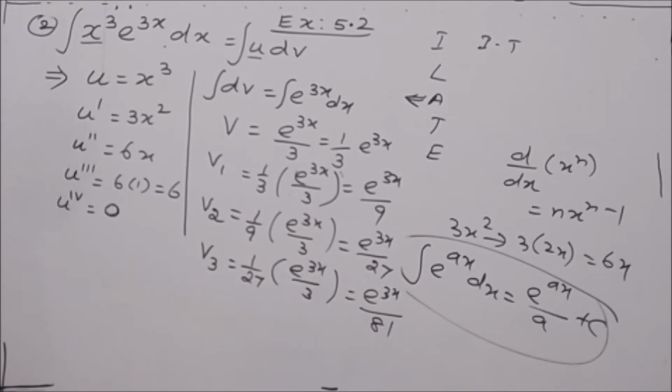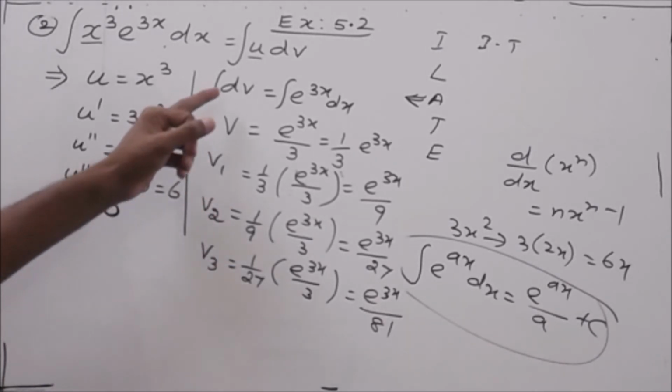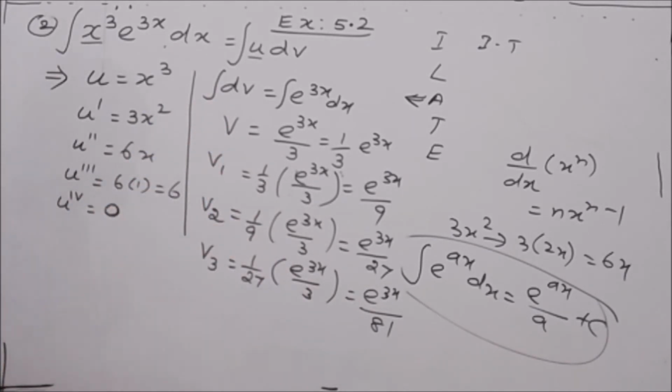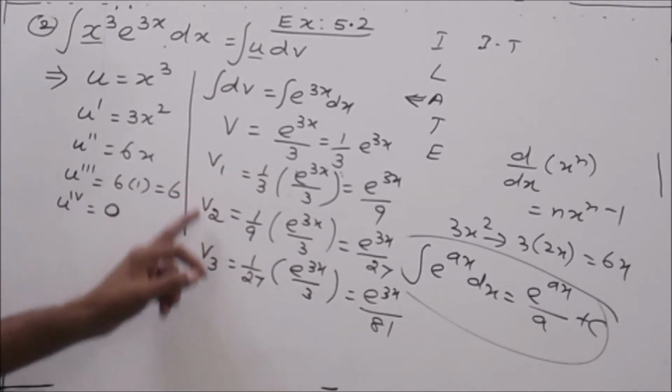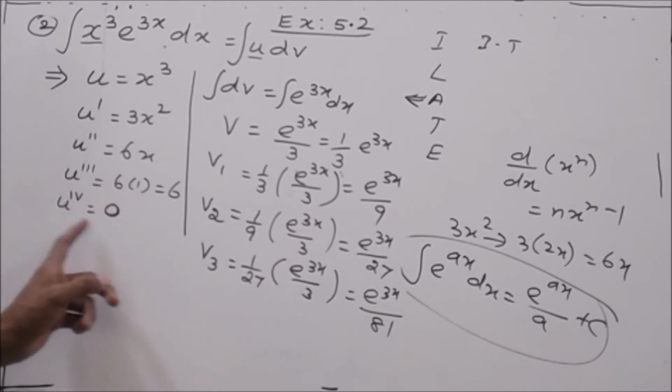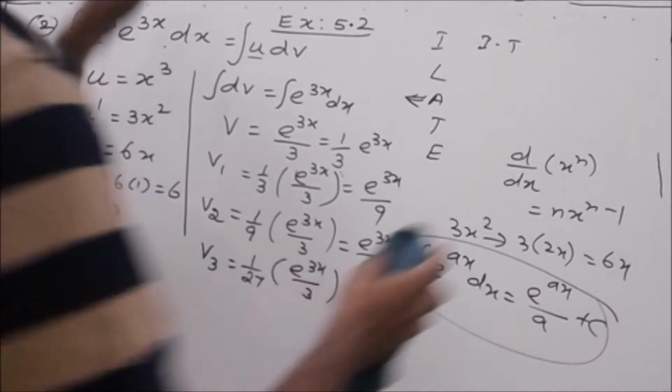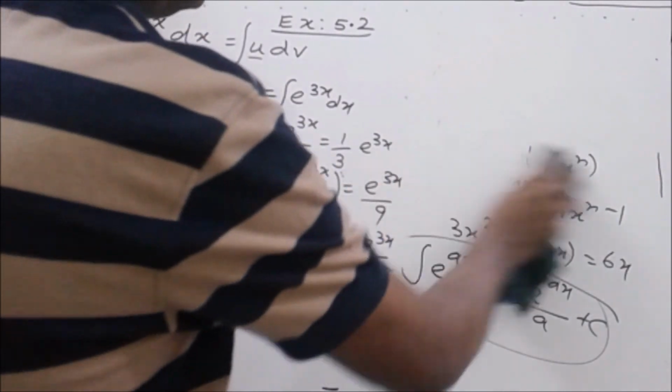We can stop the process because u4 is 0, so the product of u4 and v4 becomes 0 anyway. So stop at this step. So find v from dv and then do repeated integration 3 times, because u4 becomes 0, so we need not find v4. Now we can enter all those things in the formula, the Bernoulli formula.